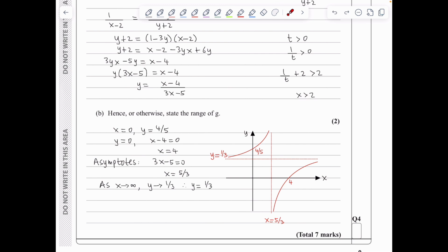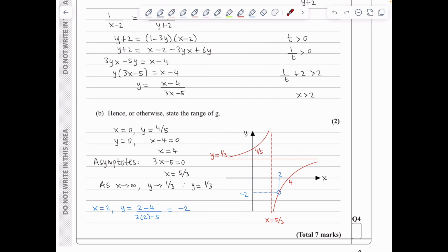And additionally, I need to apply the restriction that x is greater than 2. So I will proceed in evaluating y when x is 2. So when x is 2, I get that y is equal to 2 minus 4 over 3 times 2 minus 5, which gives an answer of negative 2. And therefore, going back to my sketch, the point 2, negative 2 is there.